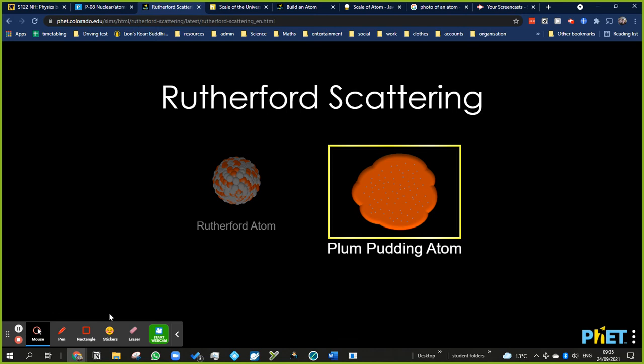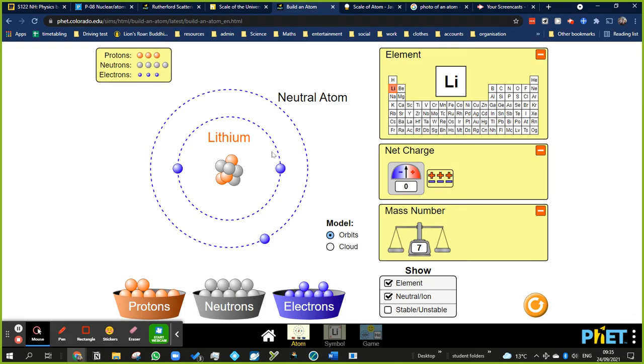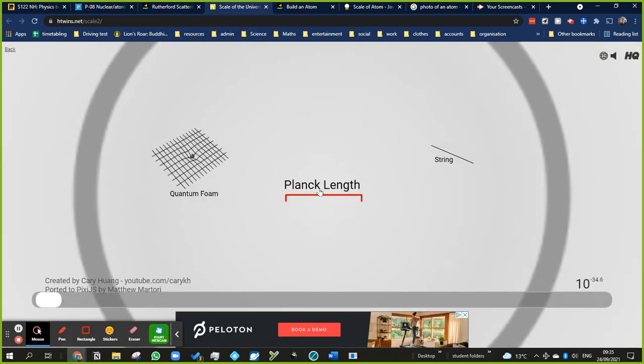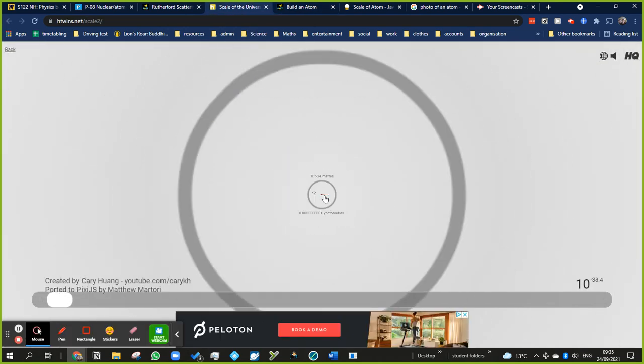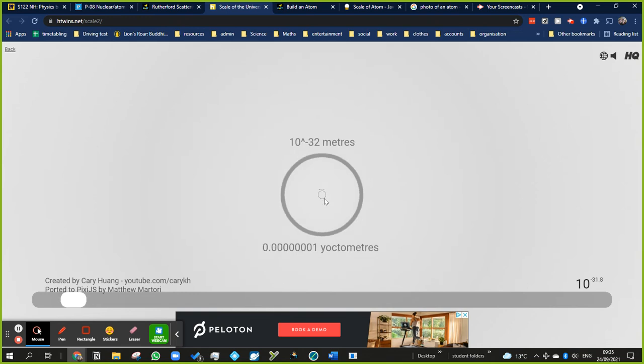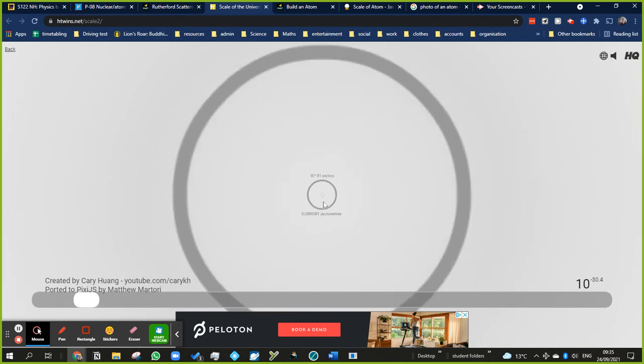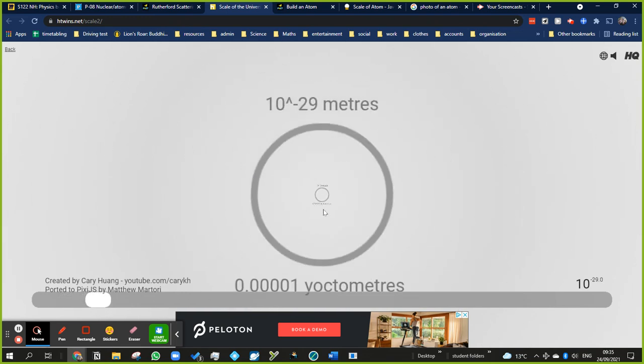Okay, so now we're going to have a look at how the structure of the atom was. How did they come up with it? In a previous couple of simulations, we looked at this. This is the basic diagram of an atom, and we talked about the mass number, the net charge, and so on. We also looked at this one where we saw the size of an atom compared with everything else. If we zoom all the way out a little bit, eventually we'll get to a nucleus.